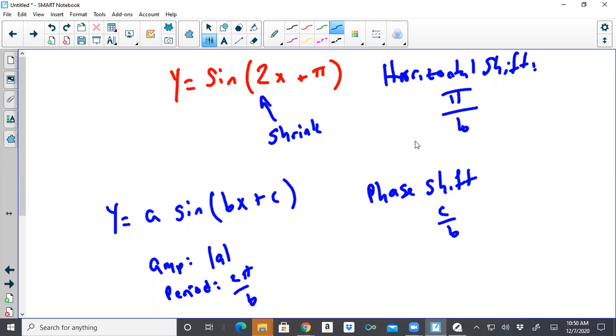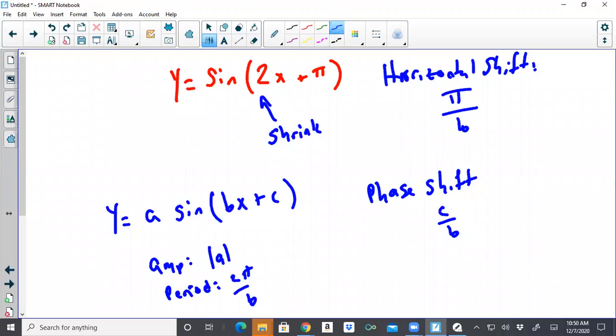So as I work my way through, you have to go left to right. You would still do your vertical stretch or vertical shrink first. Then you would do your horizontal stretch or horizontal shrink. Then you would do this phase shift. What's happening with the phase shift is that I have to take this number into account because I'm shrinking my graph, and then I shift it consistently with how much the graph is moving.